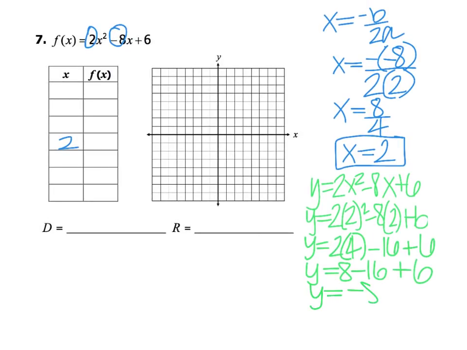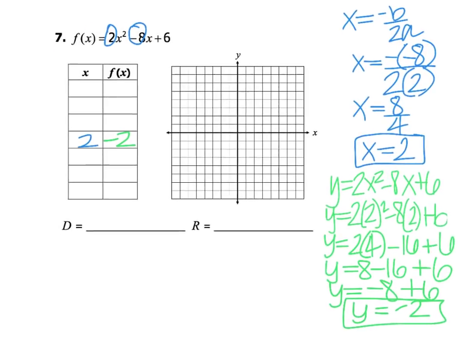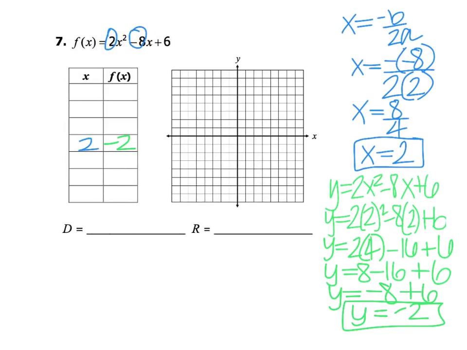Y equals negative 8 plus 6. Y equals negative 2. All right, so the y value of our vertex is negative 2. And now we've got our vertex. So the next thing we want to do is fill in the rest of our table.